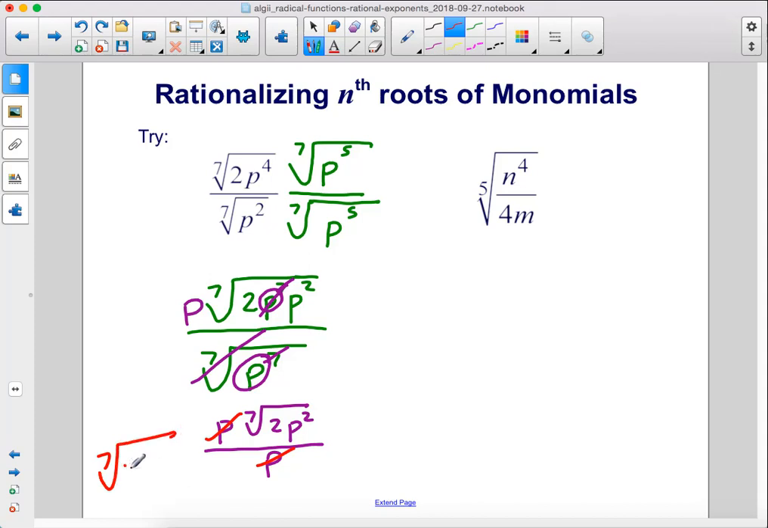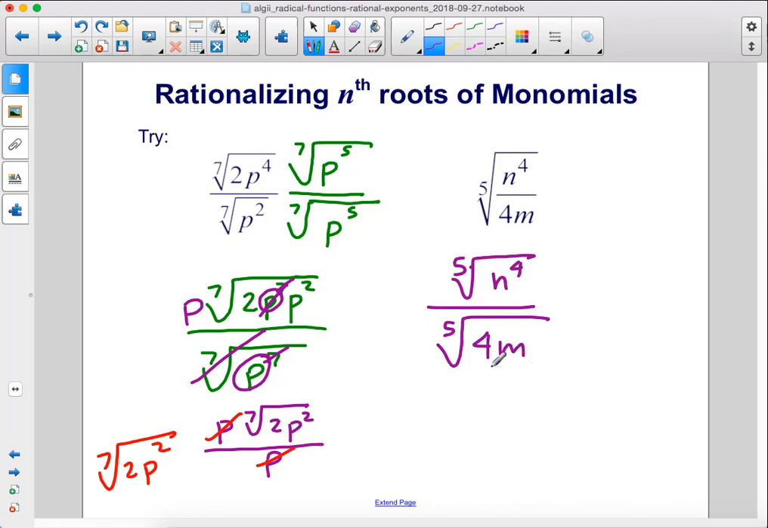Over here, I'm going to just rewrite this with 5th root of n to the 4th divided by the 5th root of 4m. Now, we think we should just multiply it by the 5th root of, well, this is m to the 1st power, so we need m to the 4th power. However, that won't cancel out this 4. In order to cancel out this coefficient here, we need to have an 8 in there, so that this will become 32, because 32 can be rewritten as 2 to the 5th power. All right, so we're going to multiply top and bottom by the 5th root of 8m to the 4th.